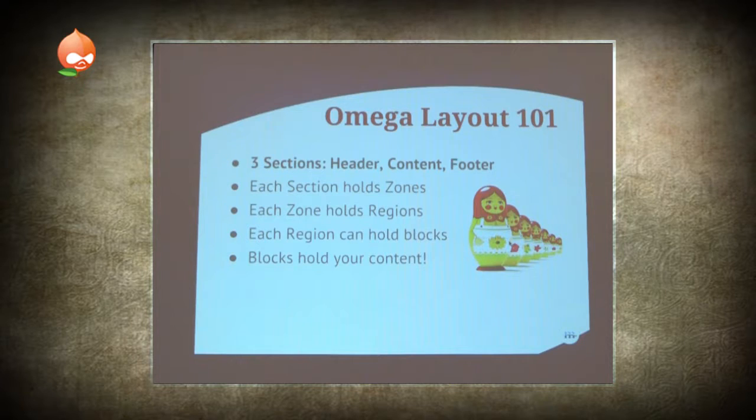Within those sections, we have zones. We're used to seeing this kind of terminology, where you've got something like a branding zone, the header zone, the menu zone, a content zone, a footer zone, things like that. Inside that are the regions. The regions are what you're going to be most concerned with because that's where you're placing your blocks. So when you're on the block page, you're going to see the list of regions that Omega has by default.